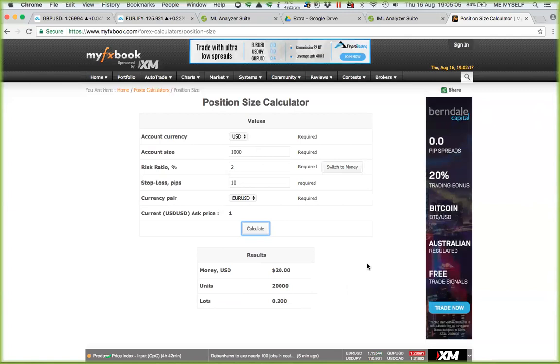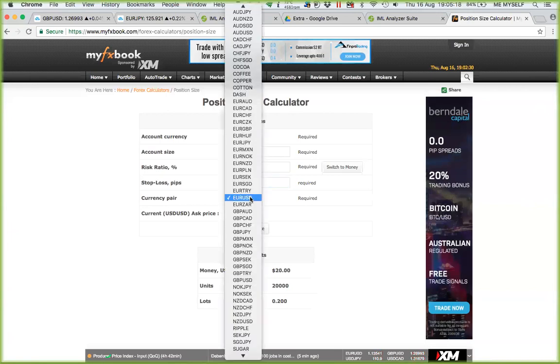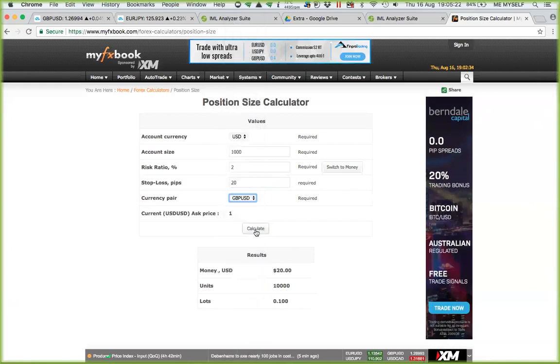which is pretty good. If my entry wasn't great and I had to have a 20 pip stop loss, and I do calculate, oh, hold on, let me just choose the right currency as well. That's GBP USD. Okay, so let's go back again to the 10 pip stop loss. All right, so you see we have a 0.2 lot sizing.